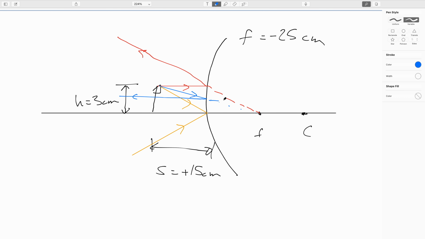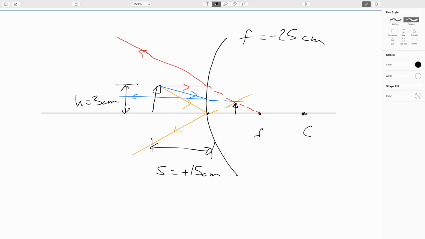So we can backtrack the reflected rays to locate the image. Sorry, I did something physically impossible there. There, much better. And so we can go ahead and locate our image. Now, first test. We know it's case 4, so it should be virtual, upright, and minified, and that matches our drawing.